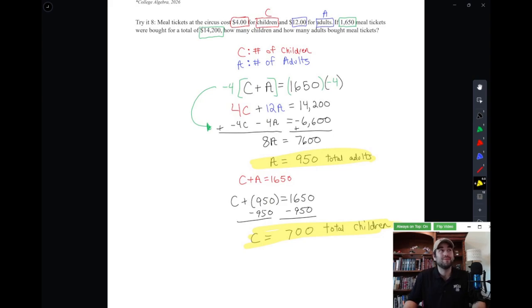Because notice, nowhere in the problem did they say how many children showed up. They just said, hey, we made this much money and this many people came. How did we do that? And we found the exact answer. This is the only combination of children and adults that would result in that much money, 14,200, and exactly that many tickets, 1,650. All right, that's section 7.1.